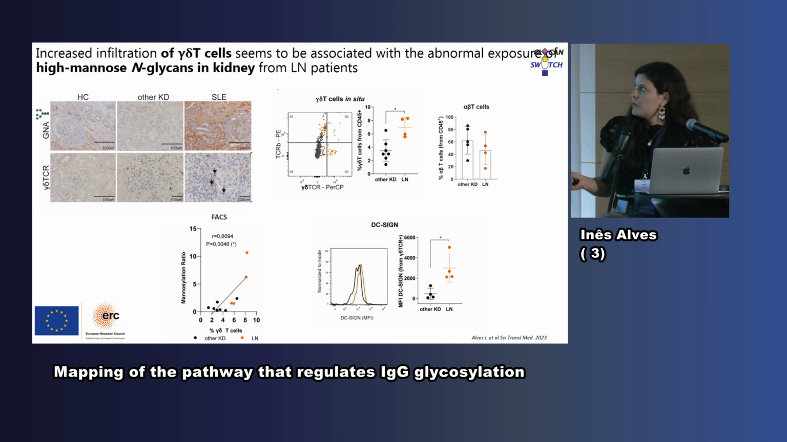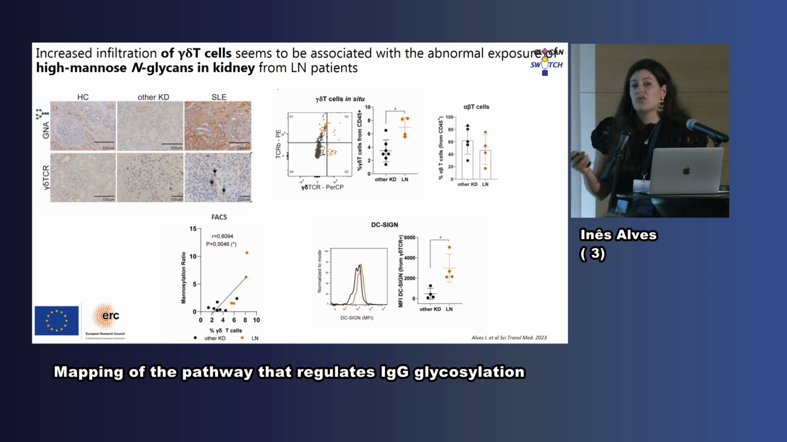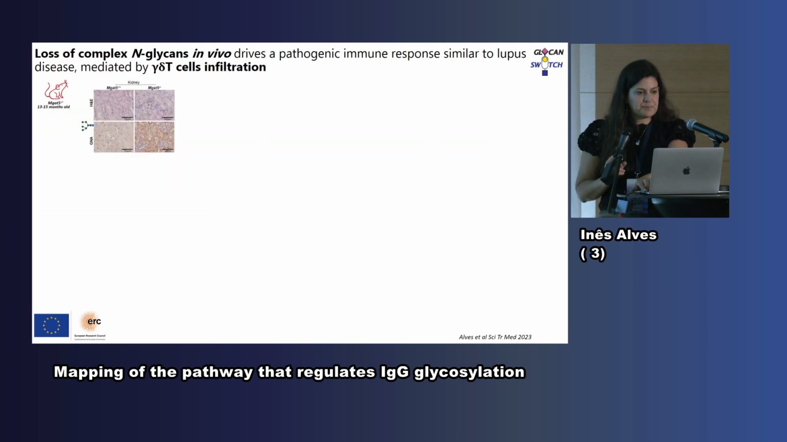And moreover, we also found an increase in the DC-SIGN receptor. As I told you, DC-SIGN is able to recognize these high mannose glycans and trigger an immune response. So it was increased in the lupus nephritis samples compared with other kidney disease.